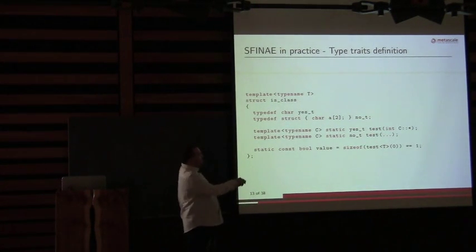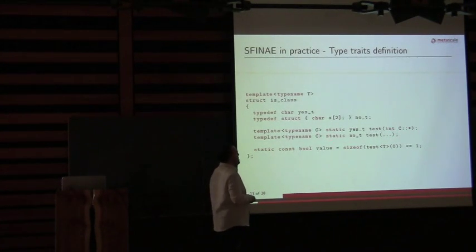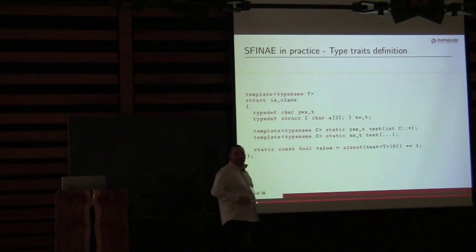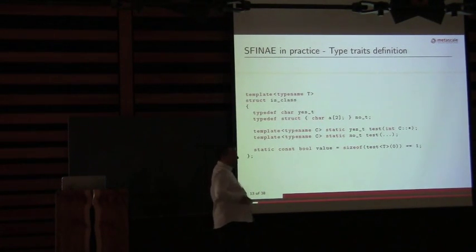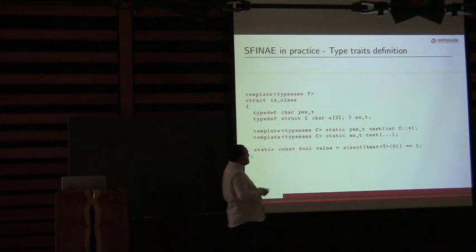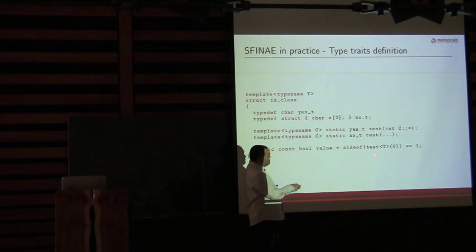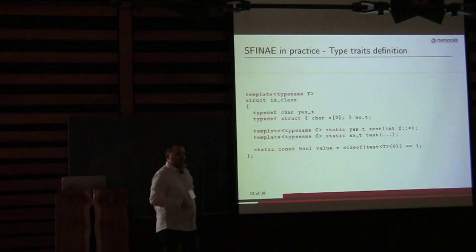So the first one tries to take as a parameter a pointer to a member of a class called c, and returns a yes type, which is basically a char. And the other one just has an ellipsis operator there, and returns a no type, which is basically two chars in a struct. And what we do is call this test function by forcing c to be equal to t and passing a null pointer to it.